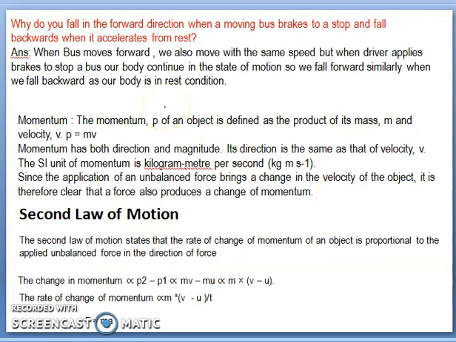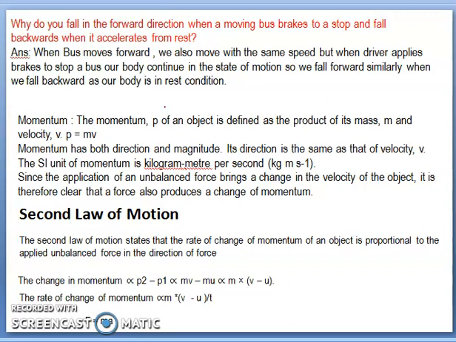Now why do we fall in the forward direction when a bus brakes to a stop, or fall backward when it accelerates from rest? When the bus moves, we also move with the same velocity, right? And according to Newton's first law of motion, if an object is in a state of motion, it will continue in a state of motion, right? But when the driver applies the brake to stop the bus, our body wants to continue in the state of motion.